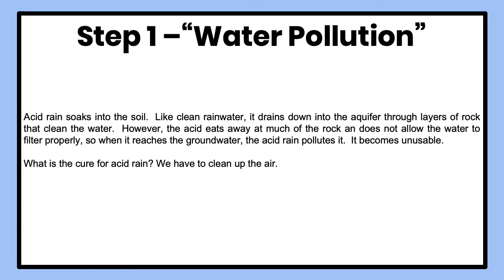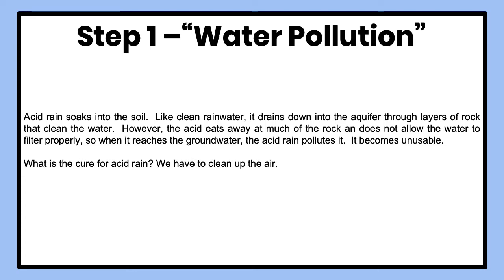In our previous lesson, we read the first 3 paragraphs of water pollution. Today, we will look at the last paragraph, and it reads, acid rain soaks into the soil. Like clean rainwater, it drains down into the aquifer through layers of rock that clean the water.